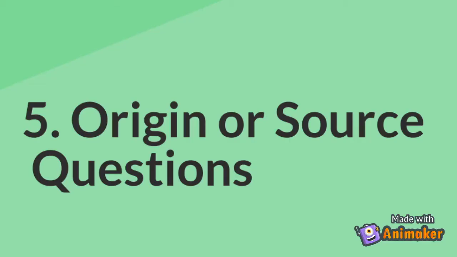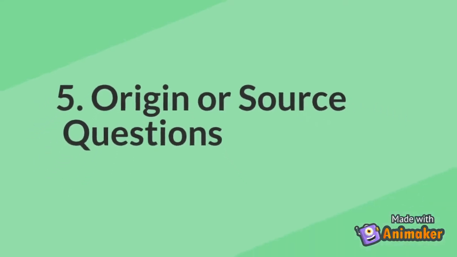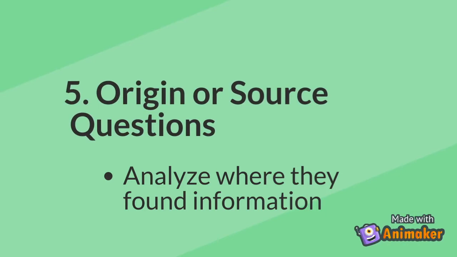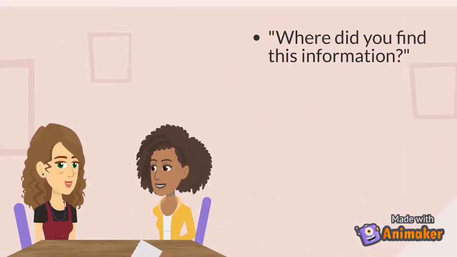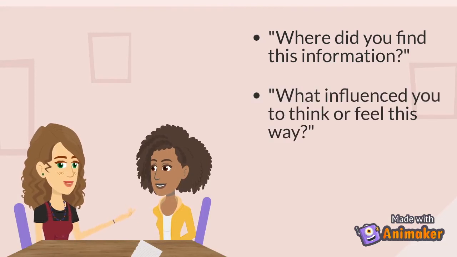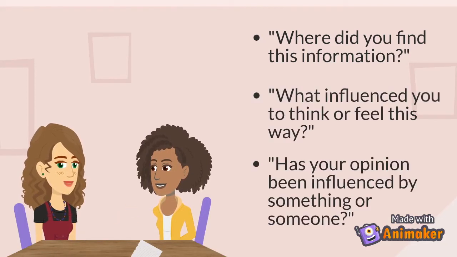Fifth, you can ask questions about the origin or sources of information. These questions require students to analyze where they found certain information and why they are including it in their writing. Remember, supportive and reliable sources strengthen writing, while unreliable and biased sources weaken it. Some origin or source questions you can ask are, where did you find this information? What influenced you to think or feel this way? And has your opinion been influenced by something or someone?